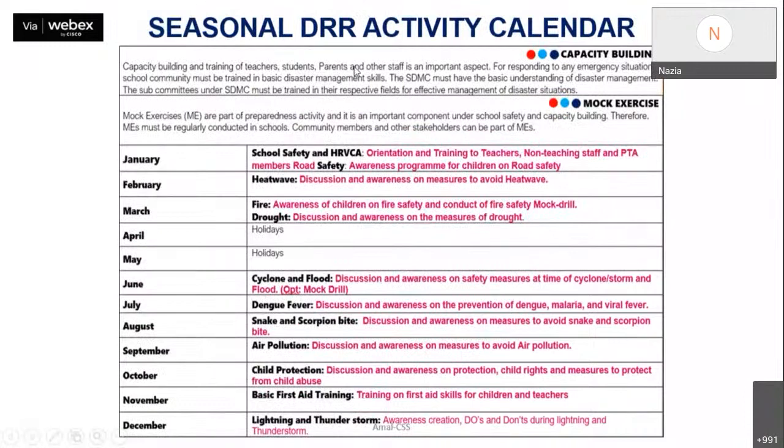Seasonal disaster risk reduction activity calendar. Means there are lots of seasonal hazards. Example, cyclone. We know during rainy season, June, July, and heat waves, April, May.